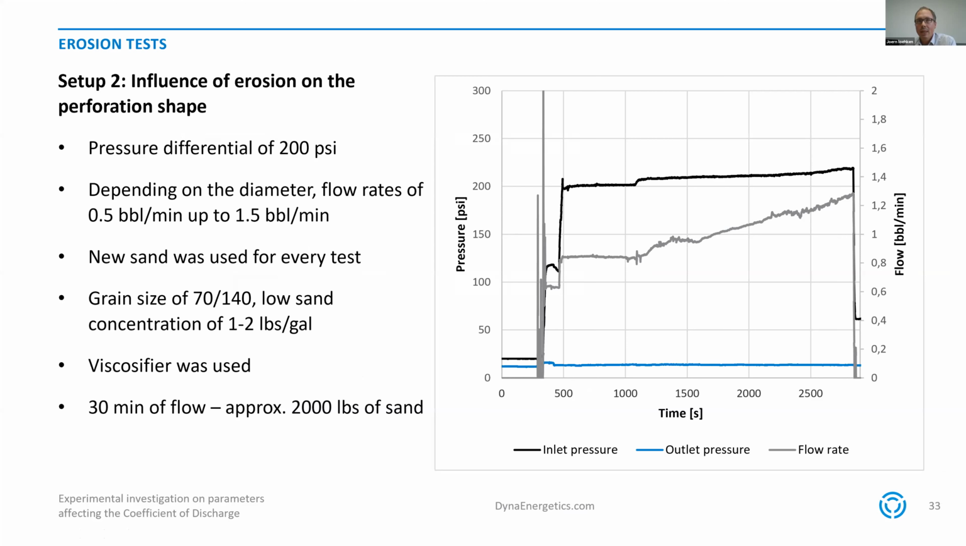So we've chosen quite a small pressure differential of only 200 psi. The flow rates were, depending on the diameter, of course, between 0.5 barrels per minute up to 1.5 barrels per minute. For each test, we used new sand with a grain size of 7 to 140, with a low sand concentration of 1 to 2 pounds per gallon. We used a viscosifier, and we did this test for 30 minutes, which means we've flown approximately 2,000 pounds of sand through the perforation.